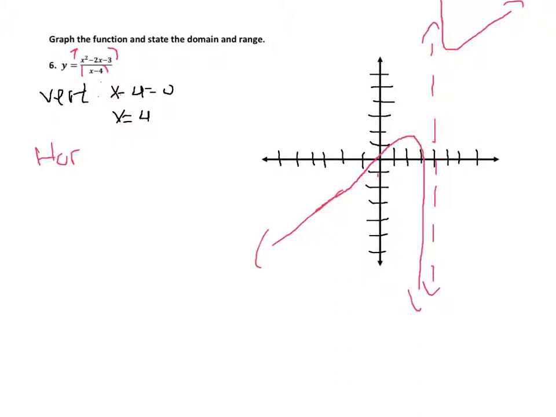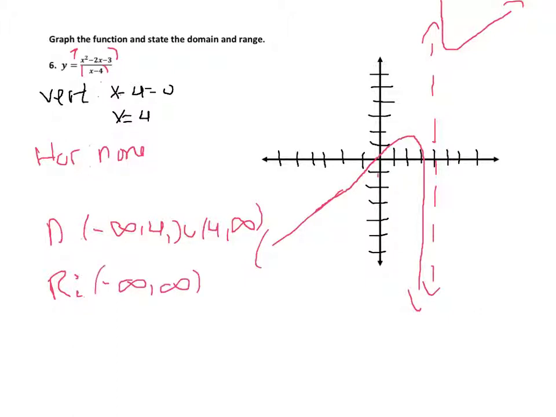So let's take a look at one more. Oh, hold on though. Domain and range. The horizontal, there were none because the degree was higher on the top. But domain, well, when there's a vertical, it's -infinity to 4, union 4 to infinity. The range, was there any horizontal? No, so it's just -infinity to +infinity. Okay?